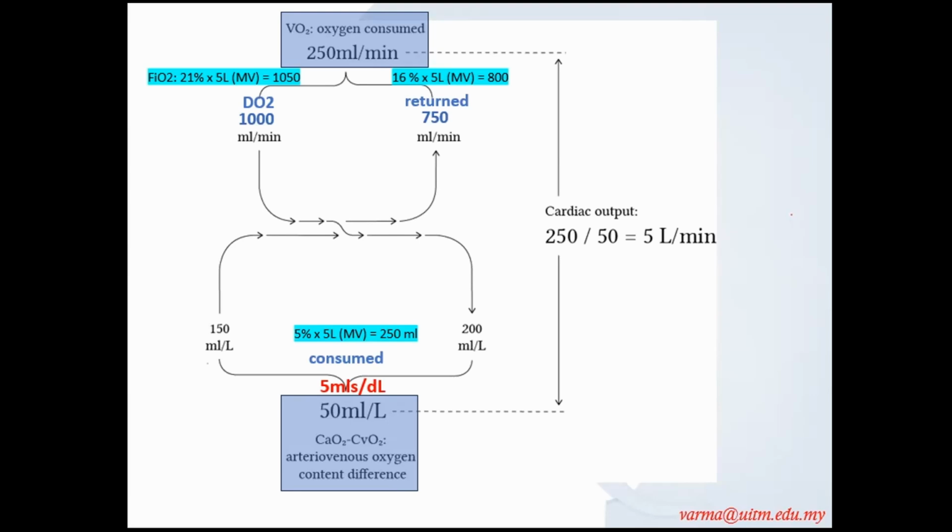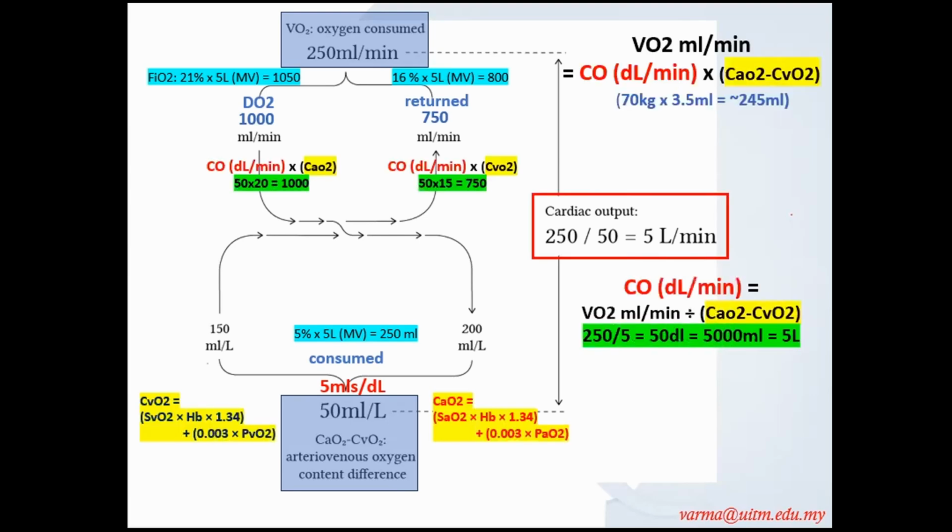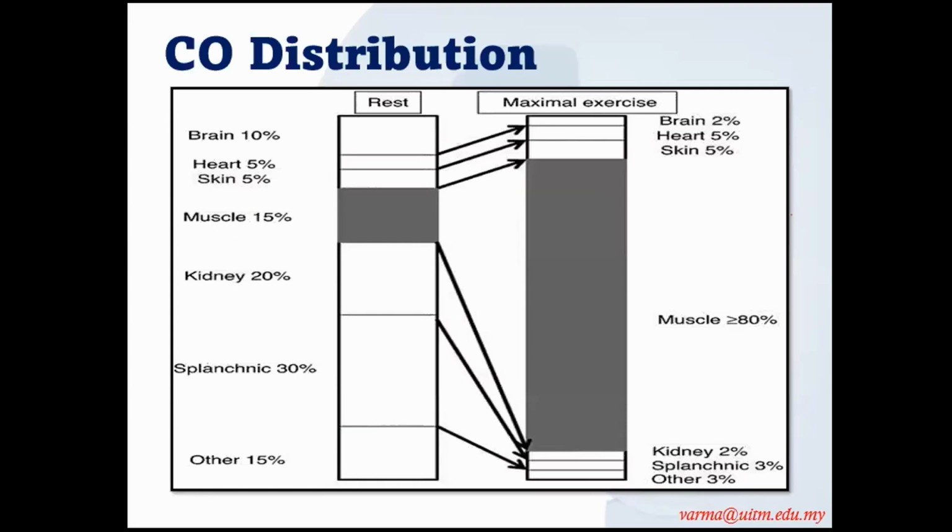Okay, then it goes back to here. So 750 mils, 5 times 50, 250 mil. 1000 minus 250 is 750. Okay, so 250 divided by 50, you get 5 liter per minute. It's just looking backwards. Okay, this is just to say the whole summary. Of course, we have to find one thing first, the difference. We put in the value here because we have calculated all of this.